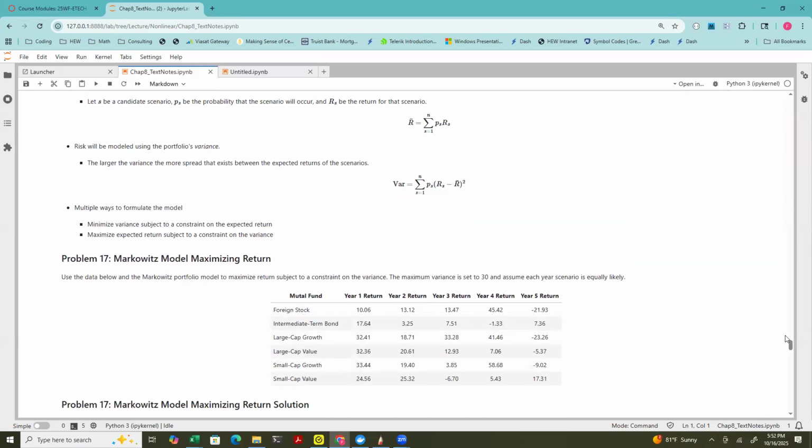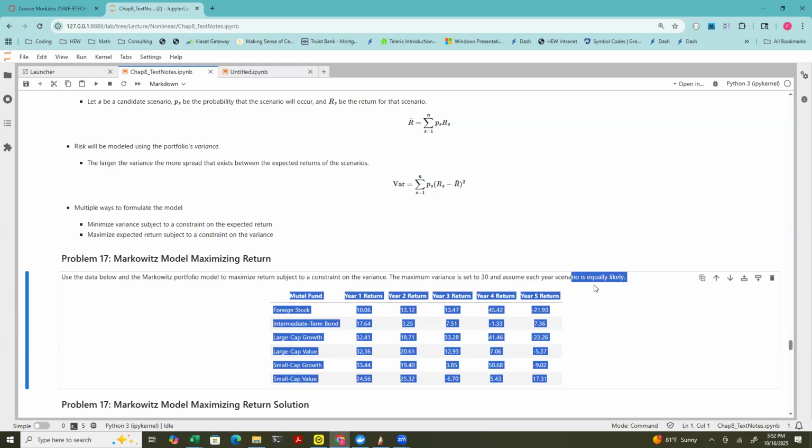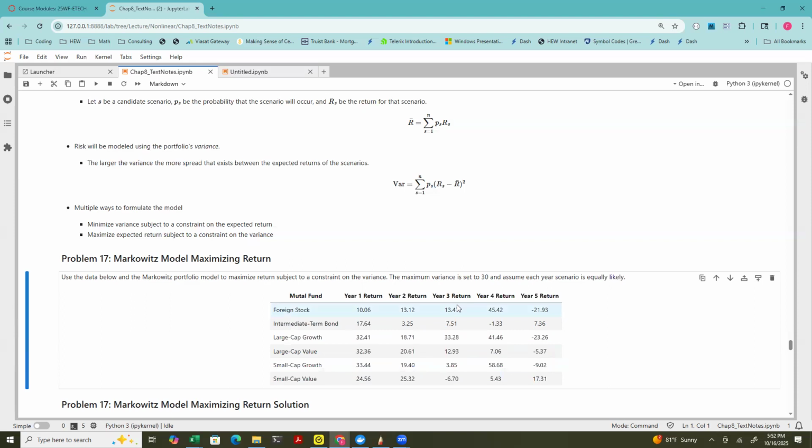And so to give us a little bit of an example here, here's the Markowitz model. Our investment mediums here are mutual funds, and those are shown on the far left column. Each of those has a rate of return given in the table itself. It looks like we're trying to maximize return subject to a constraint on the variance, and the constraint on the variance is right here. I want a maximum variance set to 30. And then I also want to assume each year scenario is equally likely. So there are 5 scenarios, and now we're saying that the probability of any given year scenario happening is 1/5 or 20%.